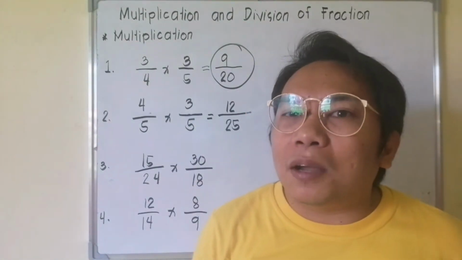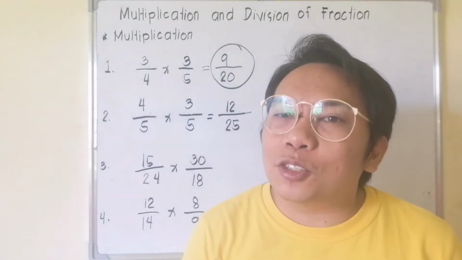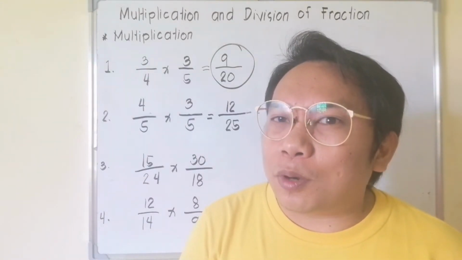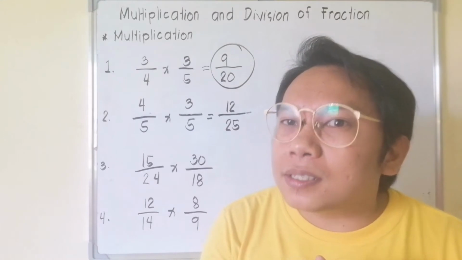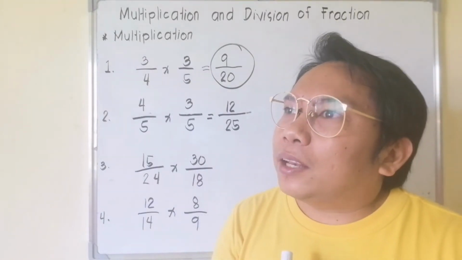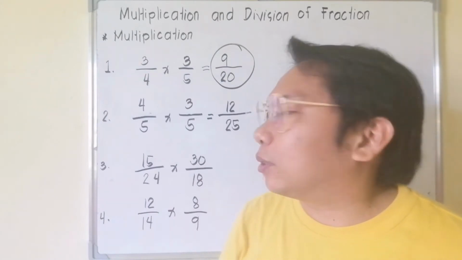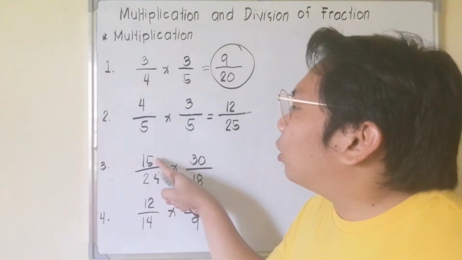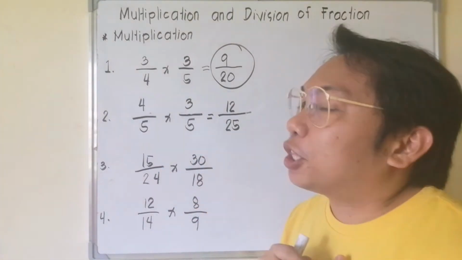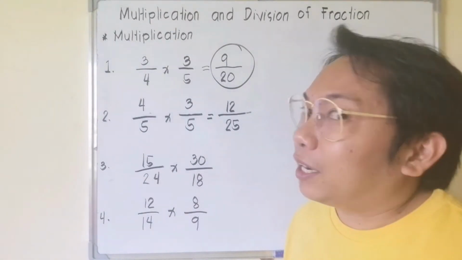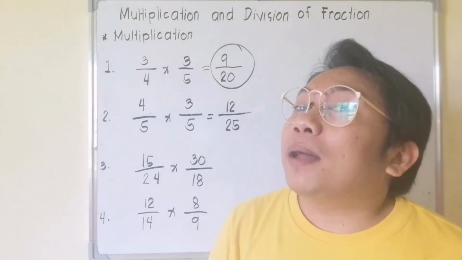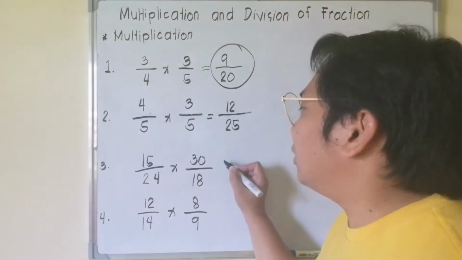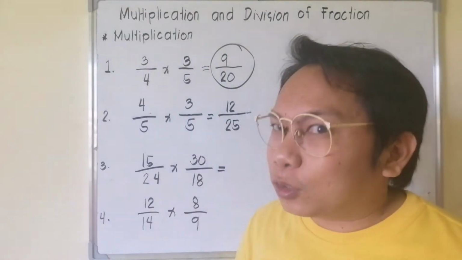However, kapag masyado nang malalaki yung mga given numbers doon sa fraction, we can do the cancellation process. Ano yung cancellation process? We will find factors ng mga given numbers and we will just simply cancel that one out. Kasi for example, in number 3, 15 over 24 times 30 over 18. If you're going to multiply, you can multiply 15 and 30 pero masyadong mahirap kasi malaking number. And alam natin na ayaw natin sa mga malalaking numbers. And 24 times 18 malaki din yan. So, ang gagawin natin is we will find a common factor.